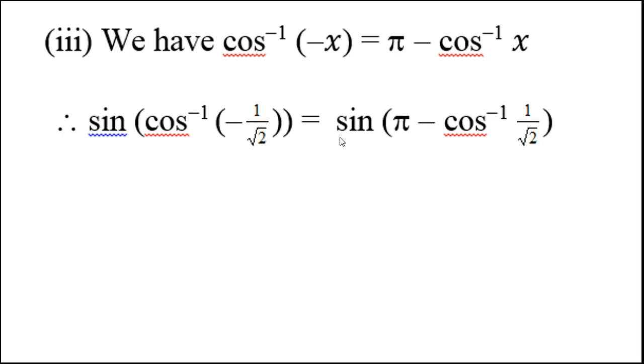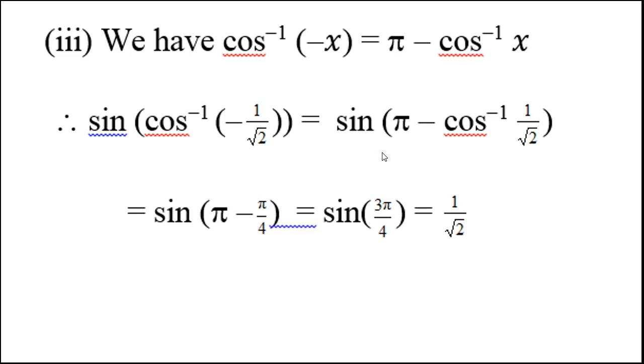Now this is of the type sine pi minus theta. Sine pi minus theta is sine theta. But before using that formula, I have to obtain the value of cos inverse 1 by root 2. Cos inverse 1 by root 2 is equal to that angle whose cosine ratio is 1 by root 2, and pi by 4 is the angle. So cos inverse 1 by root 2 is pi by 4.